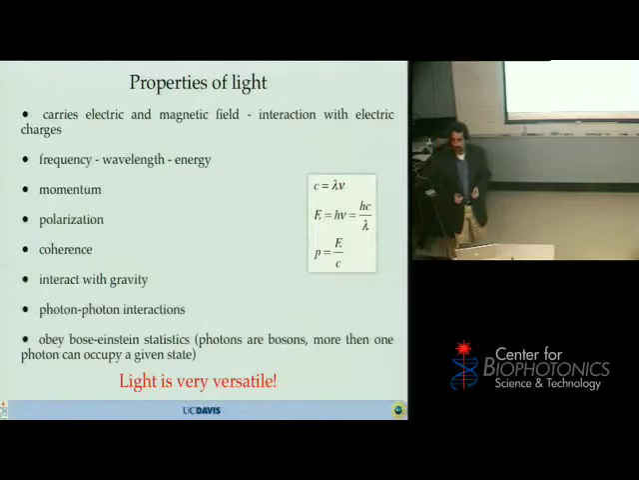Yes, I have a question. Can you explain polarization? I thought the light, the photon, was pretty uniform. How are the photons polarized?